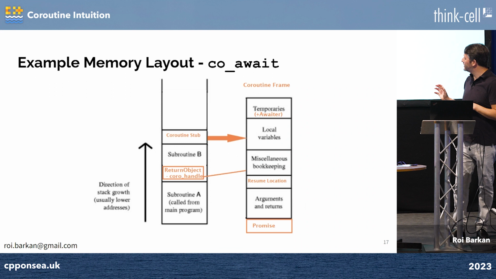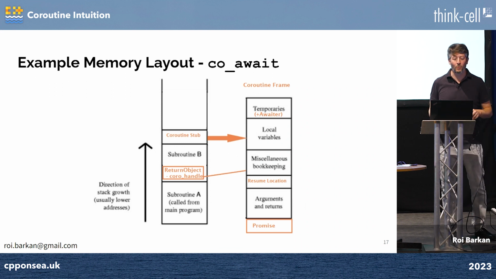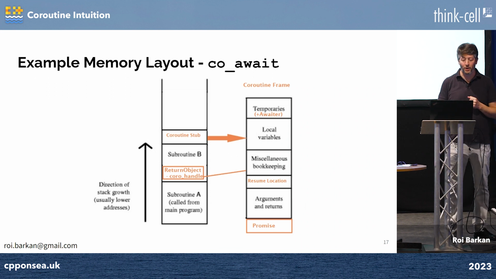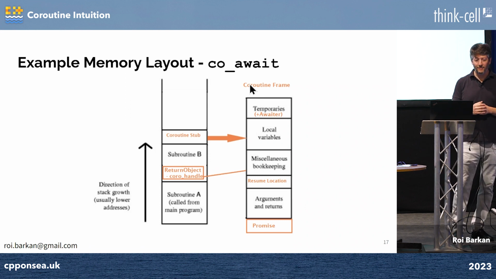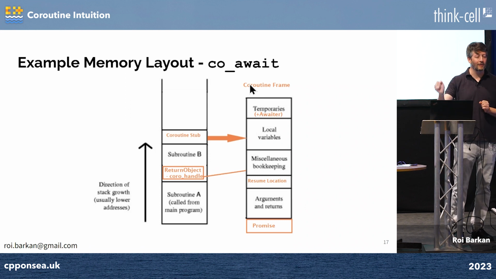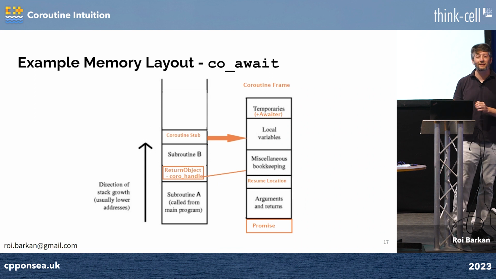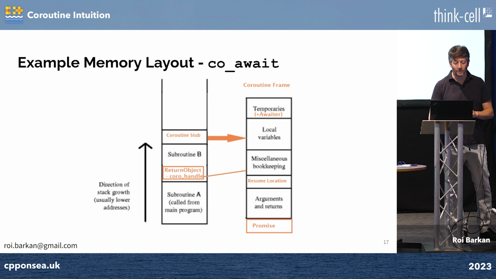So again, let's look at this example. Now we're adding the C++20 terminology. And we'll see that in this case, we have subroutine B that's called Coroutine C. And it's just at the point where it called some co_await and decided to suspend, and it hasn't yet moved on from its suspension to the next operation to be done.